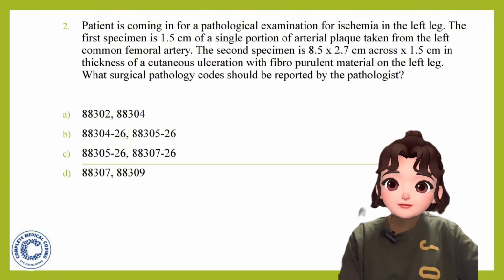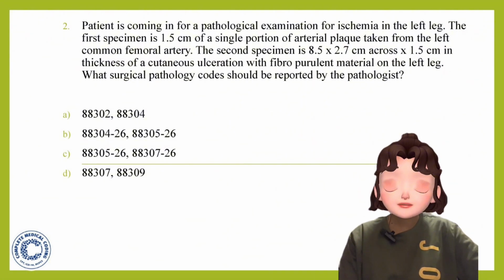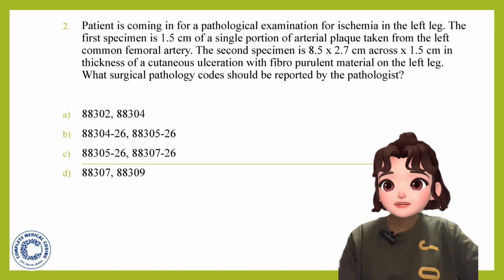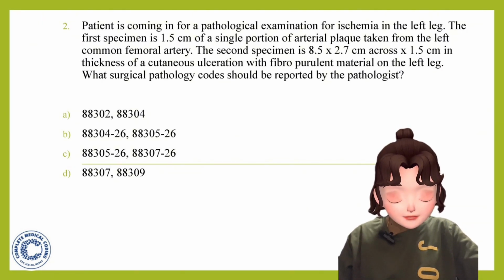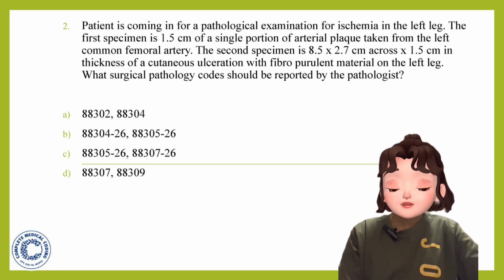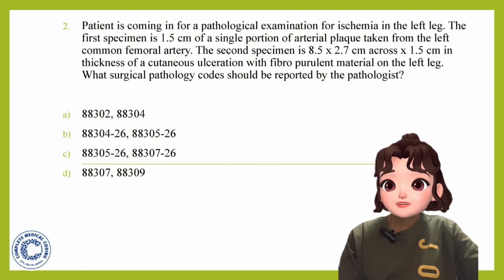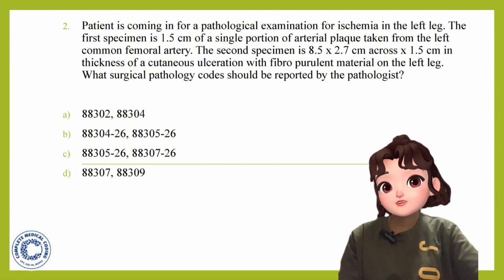Okay, which is there in option B. The other options do not have 88304. If you check option C, 88305, 88305 is for the left leg, the second specimen taken. Leg is mentioned in the code 88305, leg, toes is mentioned there. So the first specimen code should be 88304 and the second specimen code should be 88305.